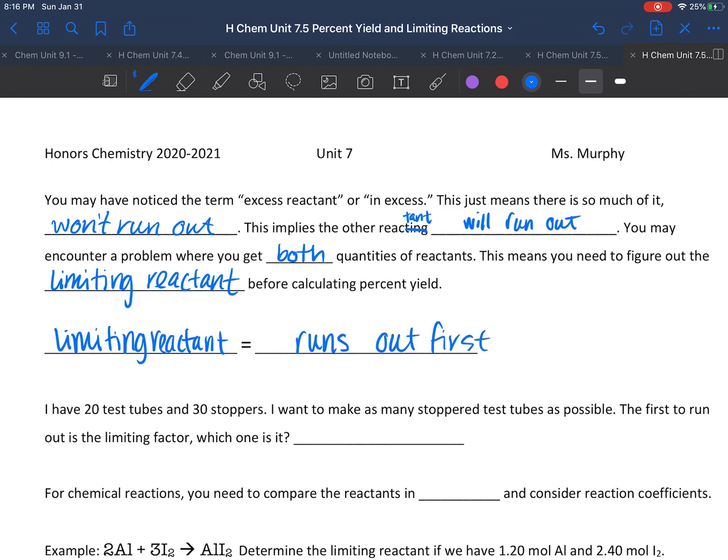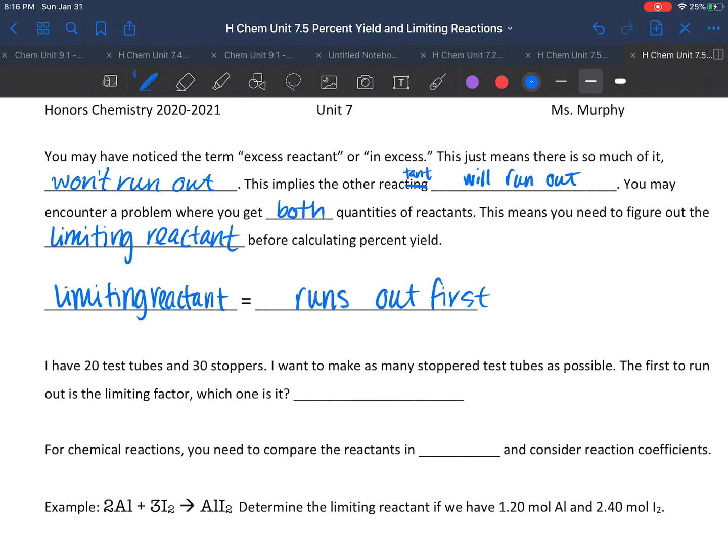And so my example of why this matters is, let's just say that I have 20 test tubes and 30 stoppers. Stoppers are just this little rubber thing that goes on top of the test tube. And let's say I just want to make as many stoppered test tubes as possible. The first thing to run out, so either the test tubes or the stoppers, is our limiting factor or our limiting reactant. Which one will it be? Will it be test tubes because we have less of them? Because we can only make 20 stoppered test tubes and then we have 10 stoppers left over. So the stoppers are in excess.